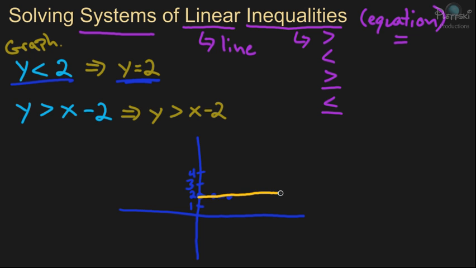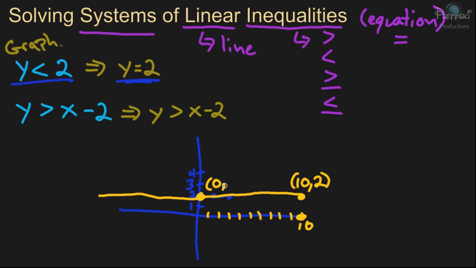And I'll change the color. So if you pick any point on this line, y is going to equal 2. For example, when x equals 10, 1, 2, 3, 4, 5, 6, 7, 8, 9, 10. When x is 10, then on this line, y would equal 2. And when x is 0, y also equals 2.